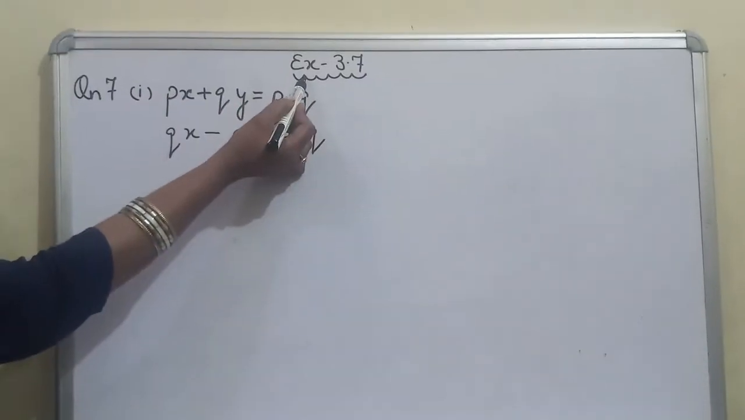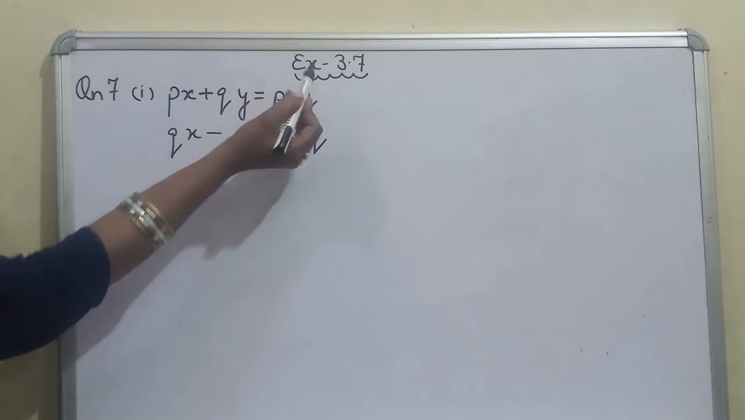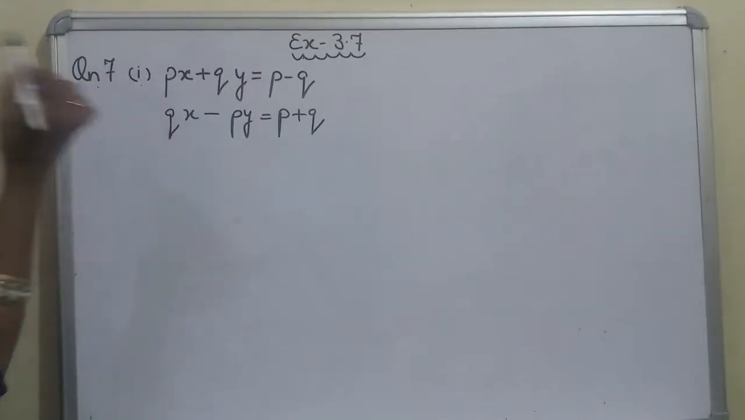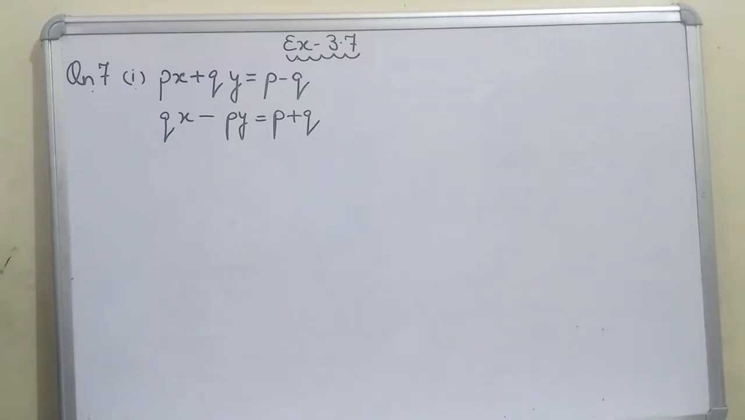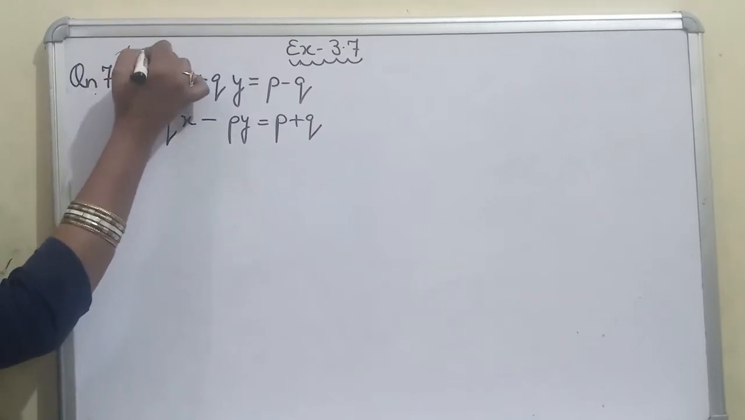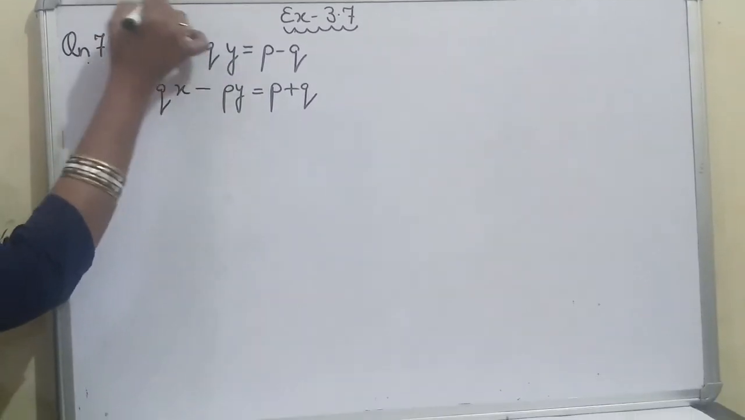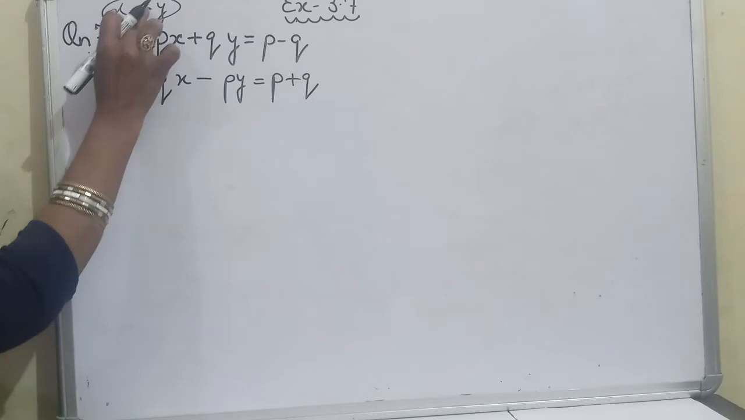So now we have to do exercise 3.7, question number 7 and part number 1. We have to find out the value of x and y here. So these two values we have to find out.